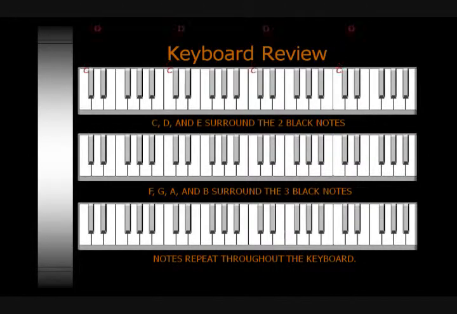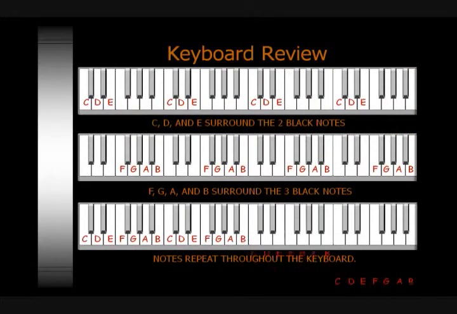Notice the pattern of the keyboard that helps to locate the notes. C, D, and E surround the 2 black notes. F, G, A, and B surround the group of 3 black notes. The pattern of letters A through G repeats throughout the keyboard. The black notes are sharps or flats, depending on the white note that is being raised or lowered. A white note lowered a half step is a flat. A white note raised a half step is a sharp. If you are not already familiar with the note names, be sure to memorize them before continuing on with this lesson.